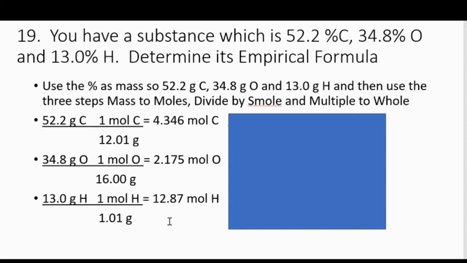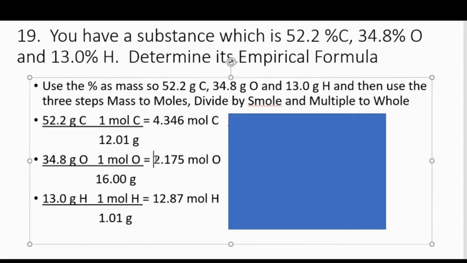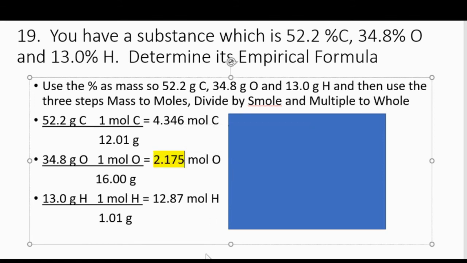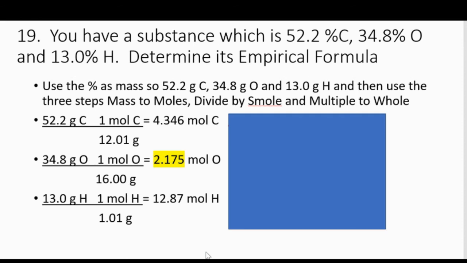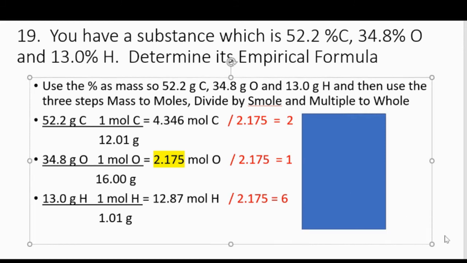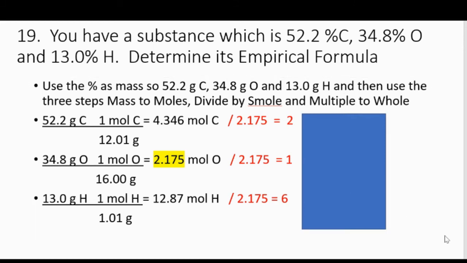All right, so we've converted the mass to moles. The next step is to divide by the smol. Who here is the smallest? This number is the smallest. So that is the thing we're going to divide them all by. Because it's the smallest value, we divide them all by that value. Look at that. We divided them all by that value. And we get a 2, a 1, and a 6.